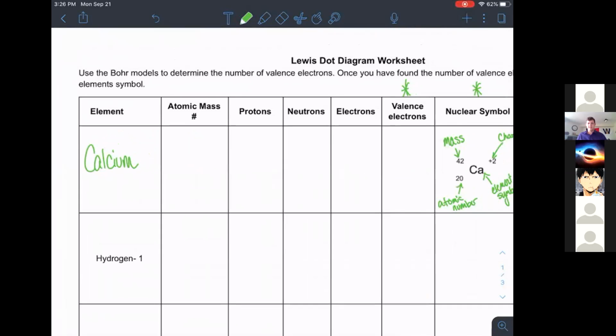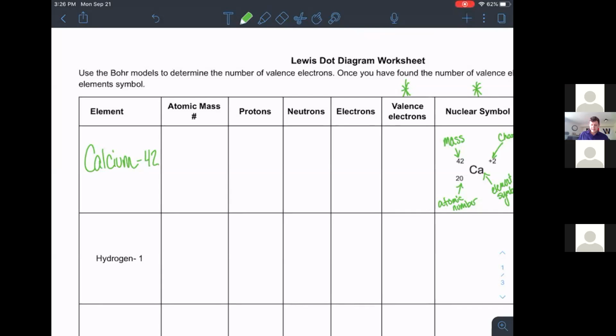Do you remember? The atomic mass. The mass number, the atomic mass. And what is our atomic mass? 42. So we're going to put that number right here, 42. And now we have that first column. It's done because we know it's calcium, and it's calcium 42.